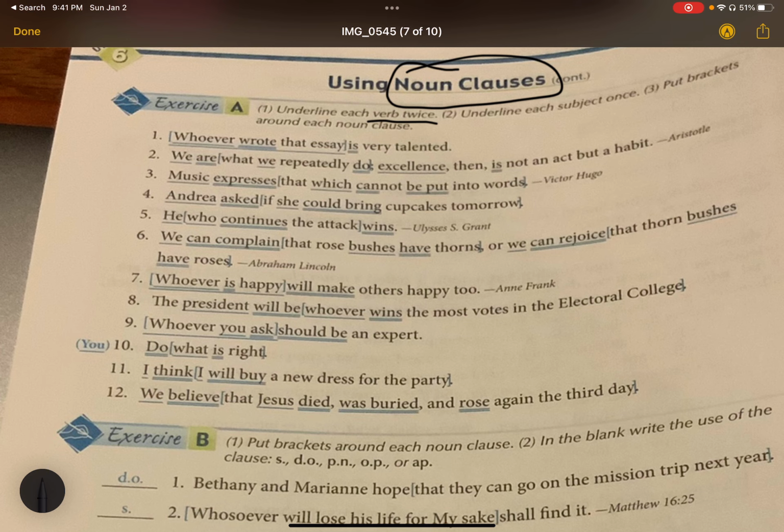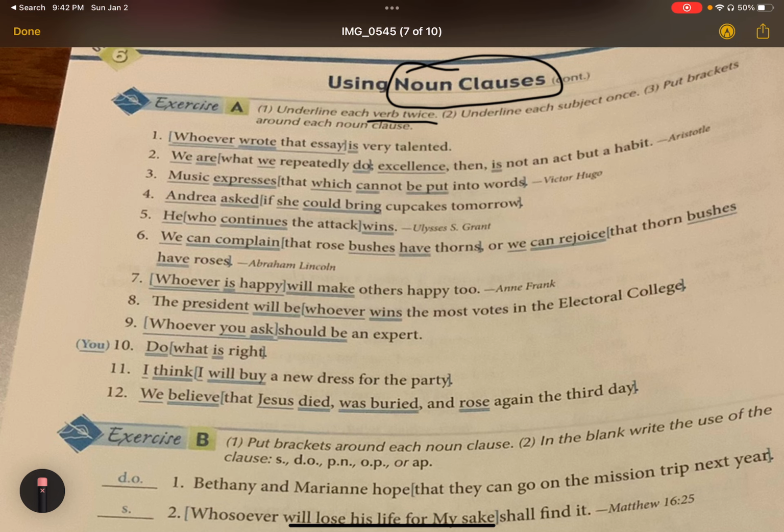Whoever wrote that essay, that is a noun clause. That's why it's in brackets. The whoever, the signal word, is the subject of the clause. Wrote is the verb of the clause. Essay happens to be the direct object in the clause. Is is the verb of the main clause, the one that's independent. Talented is a predicate adjective. But you can see that this noun clause is acting as the subject of the verb is. The whole thing together is acting as the subject, which they don't ask you about here, but they will in a minute, when you get to the bottom of the page.